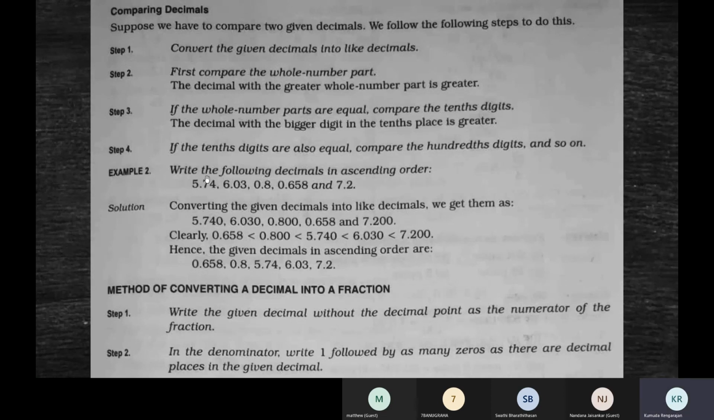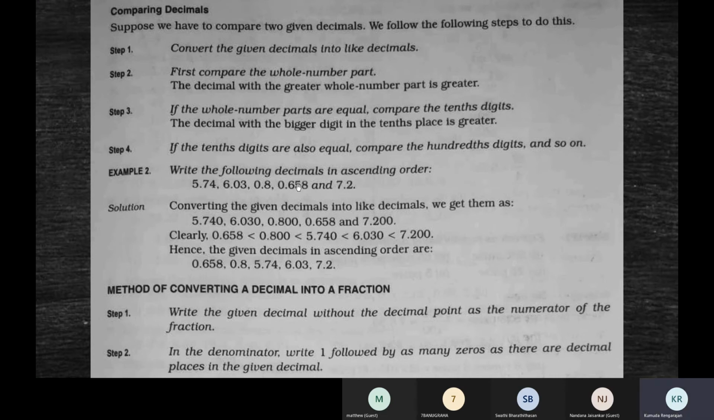Now see this, children. Look at example 2. Write the following decimals in ascending order. Read the decimals: 5.74, 6.03, 0.8, 0.658, 7.2.